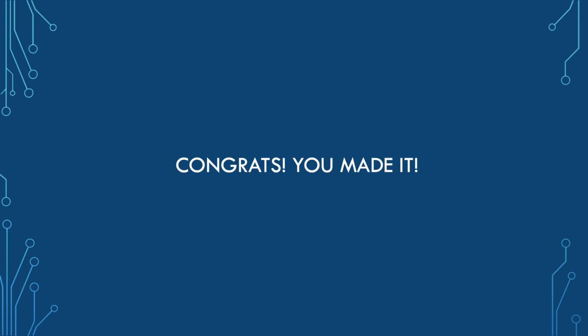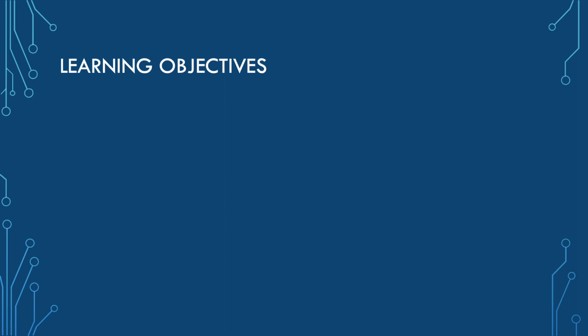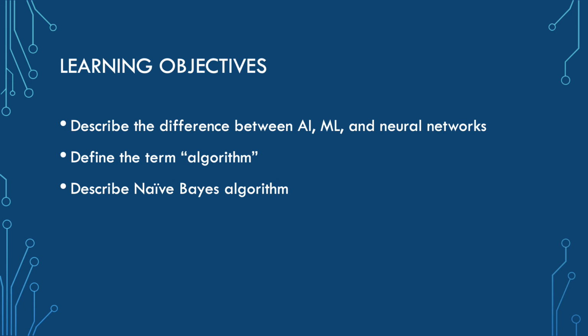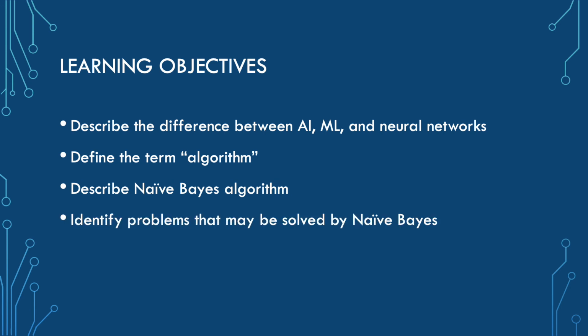So congratulations, you made it. You slogged through a lot of math and are now familiar with your first algorithm in machine learning. Hopefully now you see some practical applications that you might be able to employ using the naive Bayes algorithm and probabilistic-based approaches in labeling and categorizing information. As a reminder of the learning objectives, hopefully by the end of this you were able to describe the difference between AI, machine learning, and neural networks, define the term algorithm, describe the naive Bayes algorithm, and identify some problems that might be solved by naive Bayes.